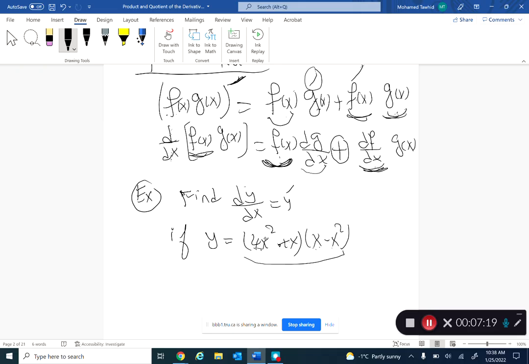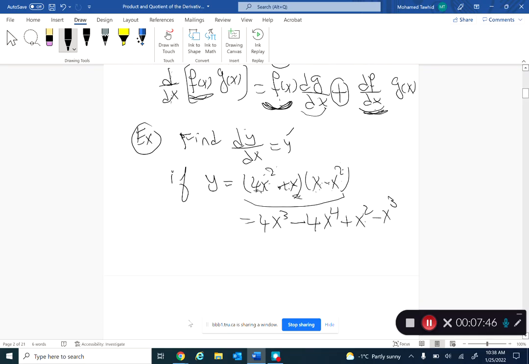So what I'm saying, some people say, can I expand the bracket? 4x squared multiplied by x, what do you have? You have 4x cubed. 4x squared multiplied by negative x squared, you have negative 4x to the power 4. And here you have x multiplied by x, you get plus x squared. Plus x multiplied by negative x, you have negative x cubed.